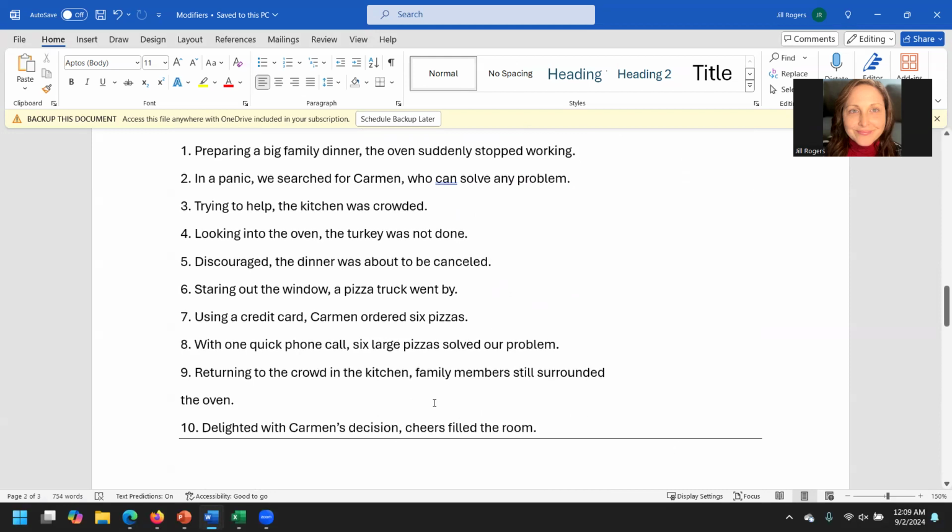Here's an example. I don't want to give you the easy one. It's too easy. I think you'll get it. But using a credit card, Carmen ordered 6 pizzas. That one's correct because who's using a credit card? Carmen is. It's fine. Okay, so 7 is correct. So you just write C and you don't even have to write anything else. That's it.